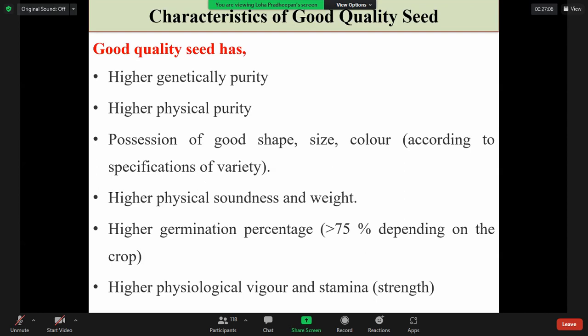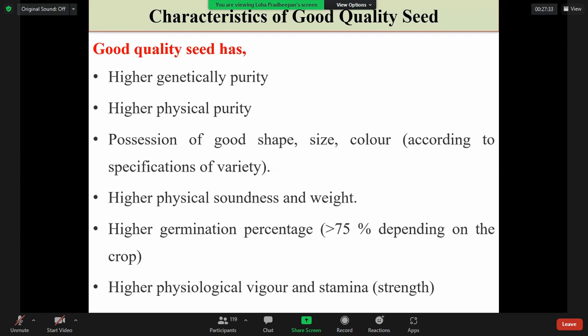We have to separate the other seeds, weed seeds, or inert matter, and we have to get the weight. So how much percentage we are having of the particular crop seeds, that we call pure seeds, out of the total weight we have taken. So convert to 100%, and we can calculate the physical purity.